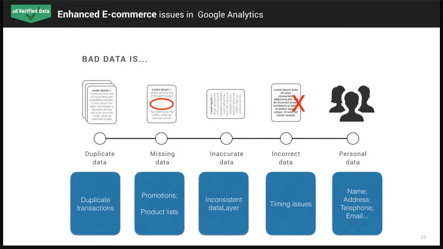Inaccurate data, I'm talking about inconsistent data. Remember that enhanced e-commerce is hit scoped. That means every push requires the same information to be contained in it. Otherwise, you can end up with orphan data. Timing issues, so this is when data is pushed into the data layer, but there's no trigger that sends that information into Google Analytics. And the PII is just the usual suspects, the name, address, the personal stuff that, yes, you need in your backend system, but no, you shouldn't be spreading around on the internet in Google Analytics or anywhere else for that matter.